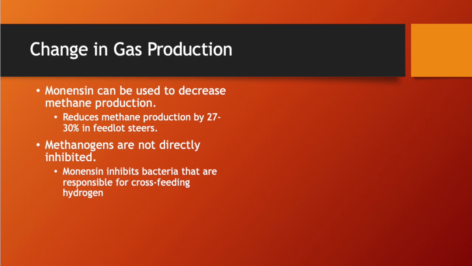Monensin can be used to decrease this wasteful methane production, and it's been shown that it reduces the production by about 27 to 30% in feedlot steers. You would think that methanogens would be directly inhibited, but they're not. Monensin actually acts on the bacteria that are responsible for cross-feeding the hydrogen to the methanogens used to produce methane.